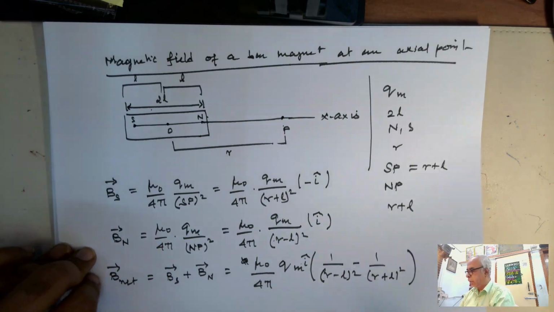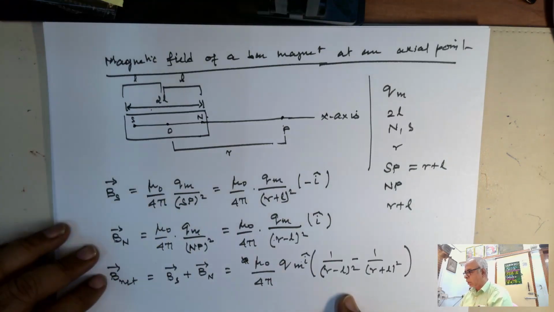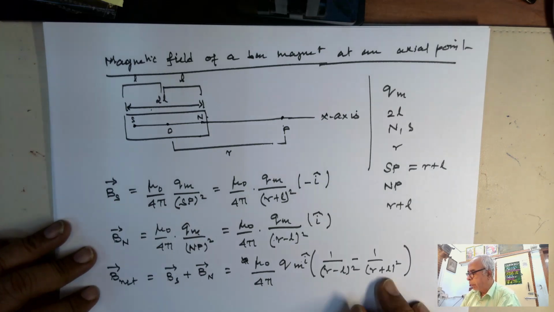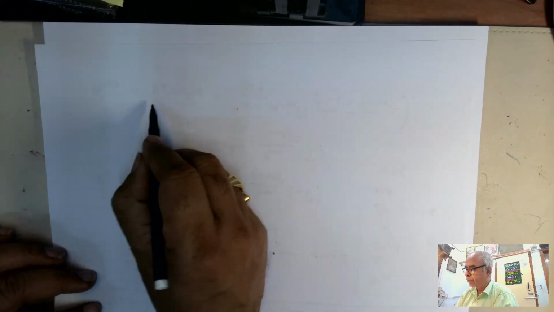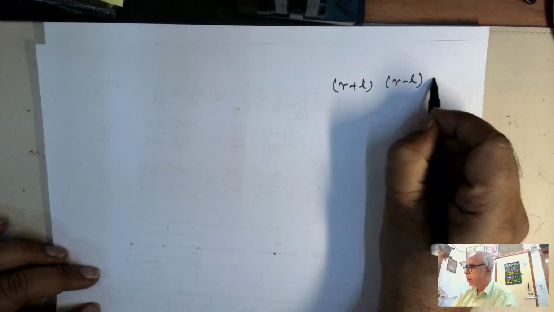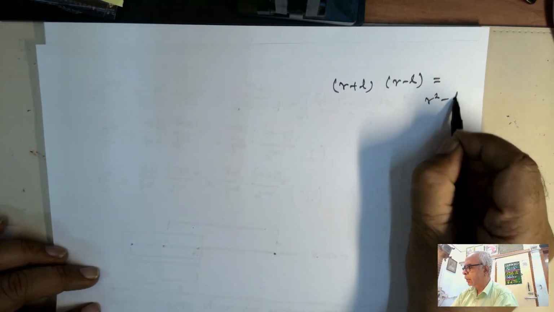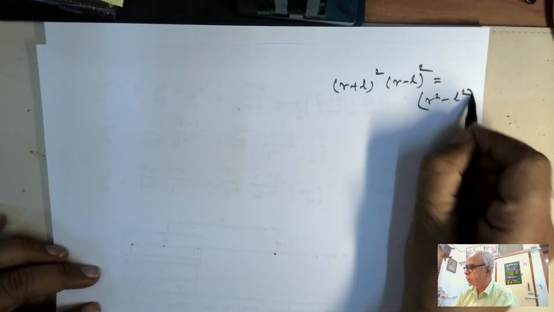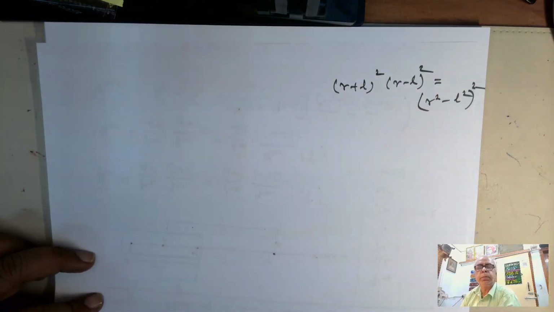Now let us take the LCM. What we are supposed to do? This is R minus L the whole square, and it is R plus L the whole square. So what could be the LCM, which is nothing but R squared minus L squared whole square. That is, R plus L into R minus L is equal to R squared minus L squared, and this is whole squared.